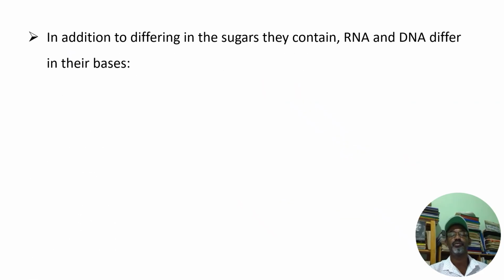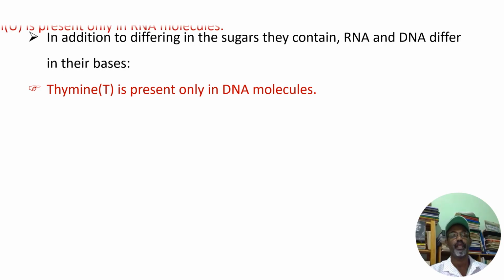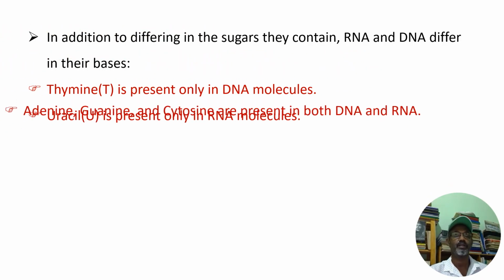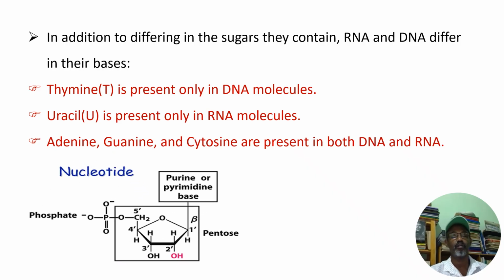In addition to differing in the sugars they contain, RNA and DNA differ in their bases, and as we have said, thymine is present only in DNA molecules, and uracil is present only in RNA molecules, whereas the 3, adenine, guanine, cytosine, are present in both. They are common for both.